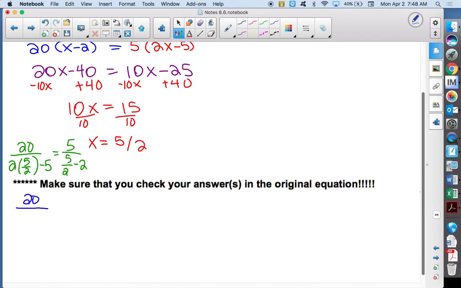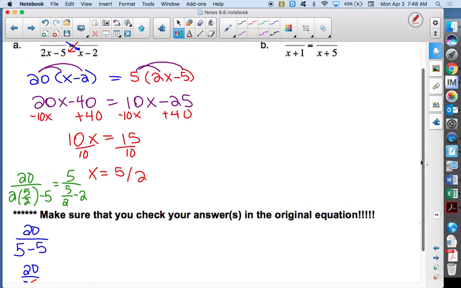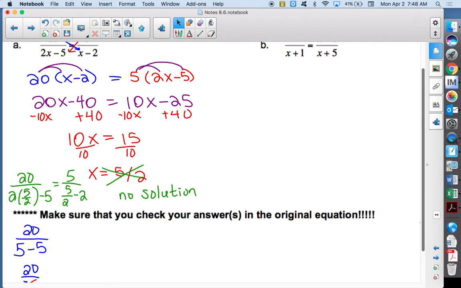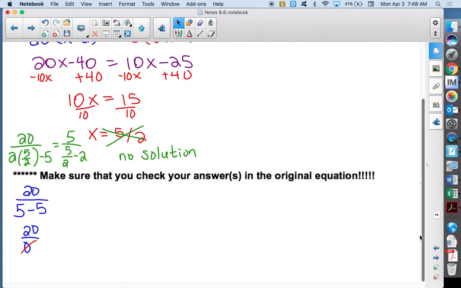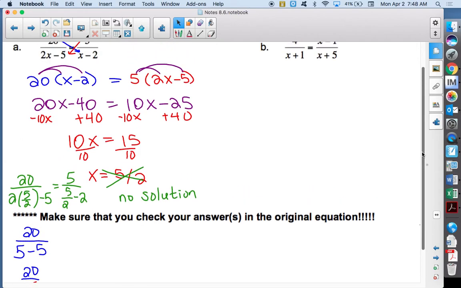So on the left side we have 20, and then 2 times 5 halves is 5. We get 5 minus 5, that's where I get a 0 in the denominator. And that cannot happen. So you have that fraction of 5 halves, and it actually is not a solution. So in this case, this is extraneous. That was the only solution. Therefore, this problem does not have a solution, because the one answer we found to be 5 halves, if we check it back into the original problem, it makes the denominator 0, so it's not a solution.